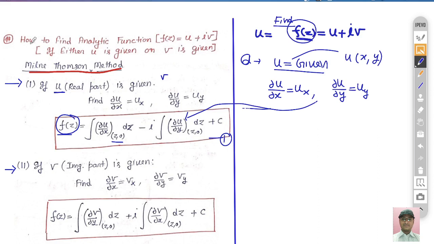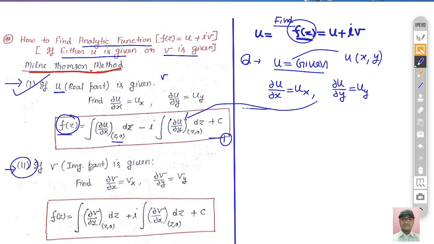This method is what? The main objective is how to find the analytic function f(z) if either u is given or v is given. Second case, let's suppose this is the first case, where you have calculated only del u by del x and del u by del y.